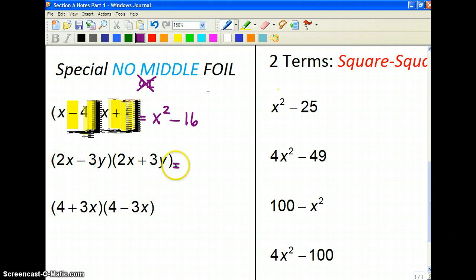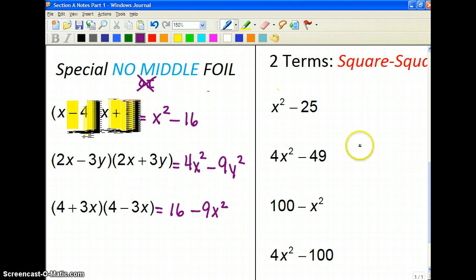Here we would get 4x squared. Positive times a negative is a negative. 3 times 3 is 9y squared. It doesn't matter that the x is in the back. You still do first minus last. You get 16 minus 9x squared. So we should be pretty good at these.